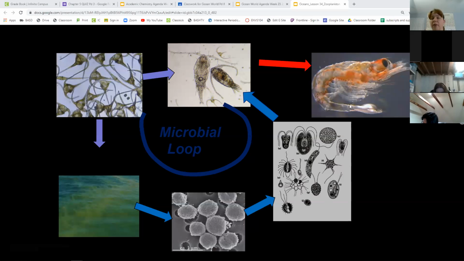As we move into some of the larger organisms, like the meso and macro zooplankton, and then into the larger invertebrates, that's when we're going to start moving up the true trophic levels on the food web. So everything we've really talked about at this point has been just that basic first trophic level.